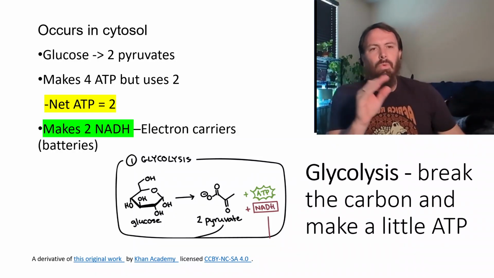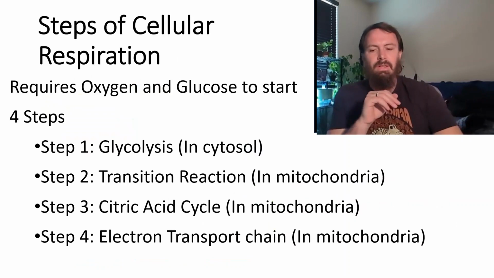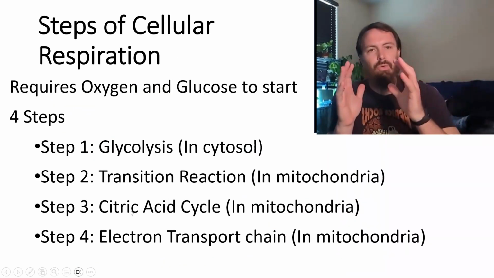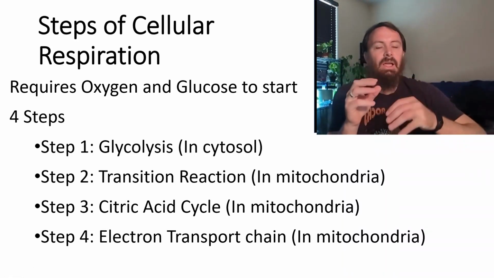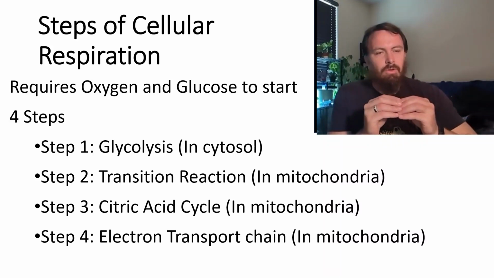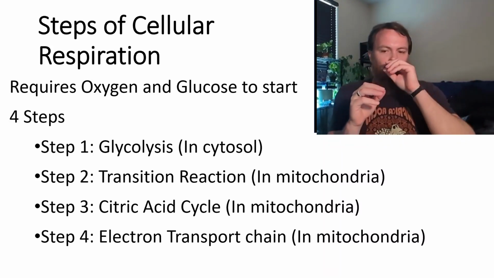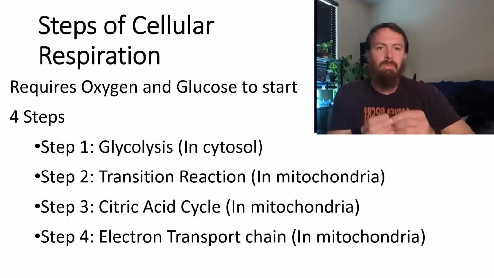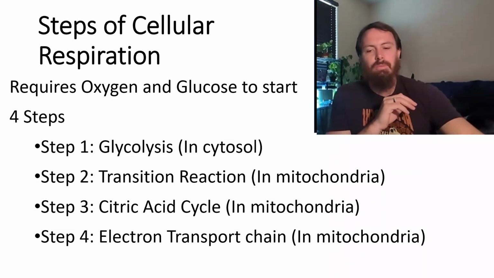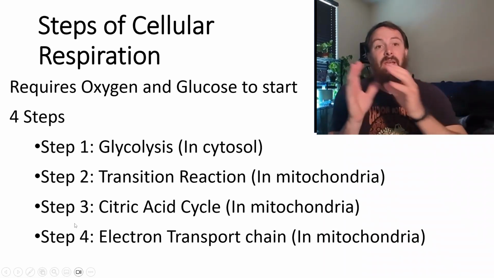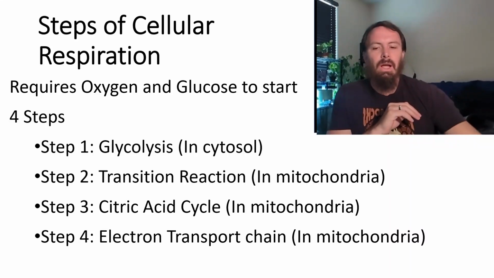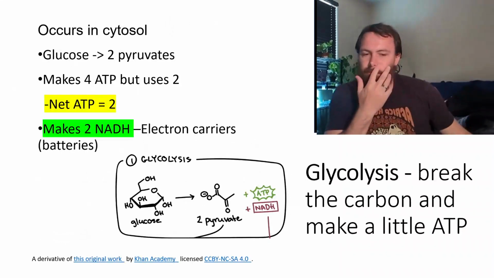And the way this will work throughout basically these first 3 steps is going to be: take glucose, break the carbons, and as you break the carbons, extract energy. As you're breaking those chemical bonds of carbon, store the energy. So break the bond, store the energy. Break the bond, store the energy. And then the electron transport chain is really going to be take that stored energy and turn it into ATP. So keep that in mind as we move through this.